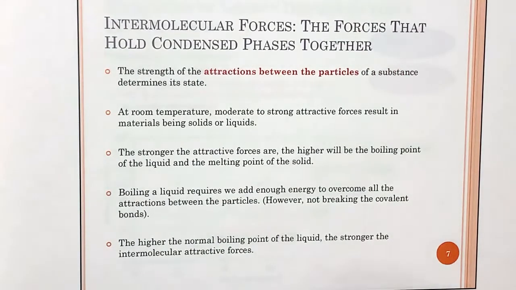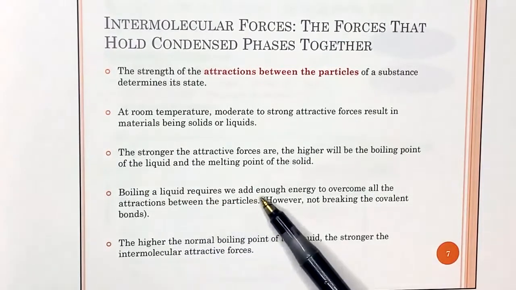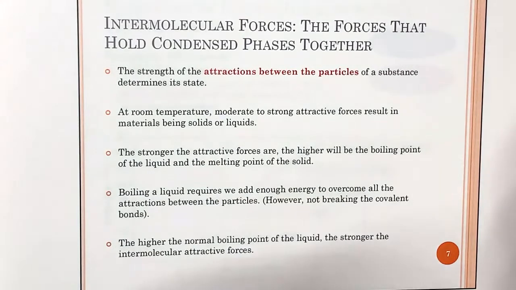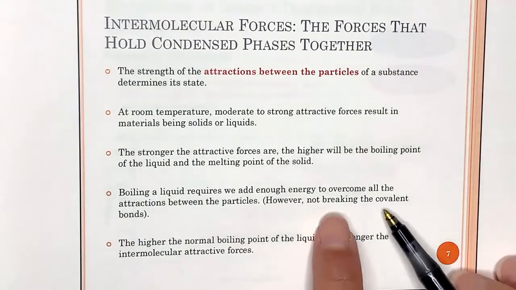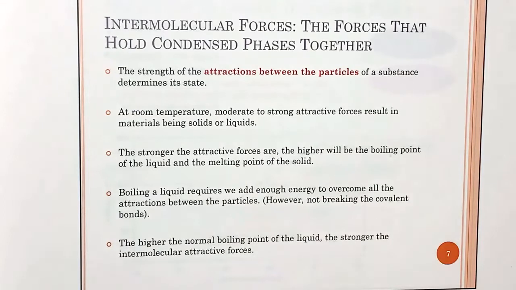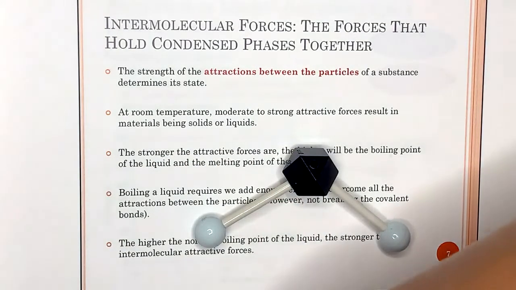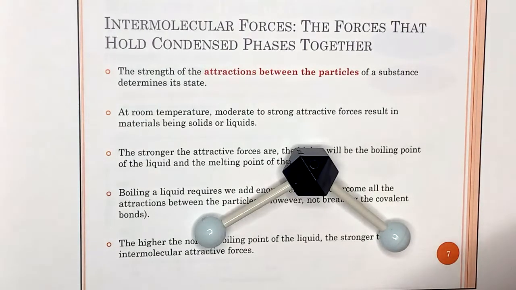So it says here, boiling a liquid requires that we add enough energy to overcome all the attractions. We have to break them apart from each other, but not actually breaking the actual bond. Like say for water. Here's a water molecule. So we have one water, we have another water floating around.